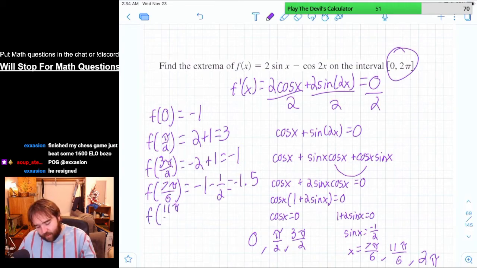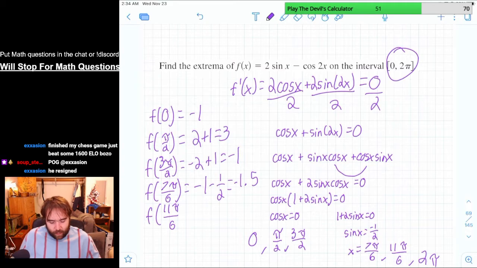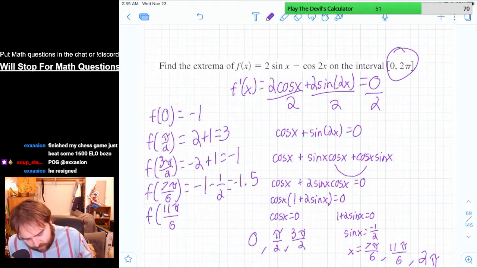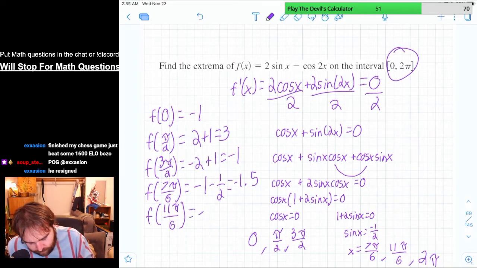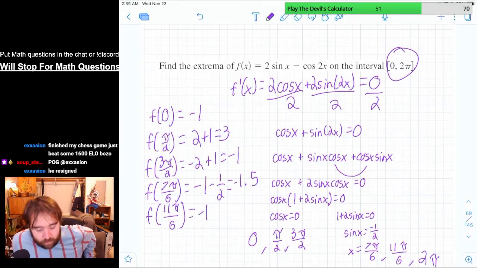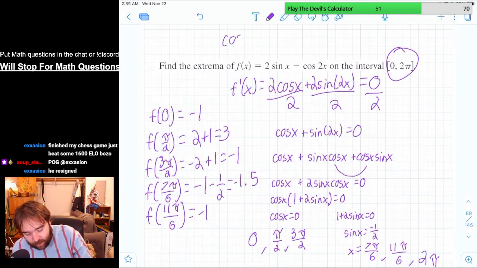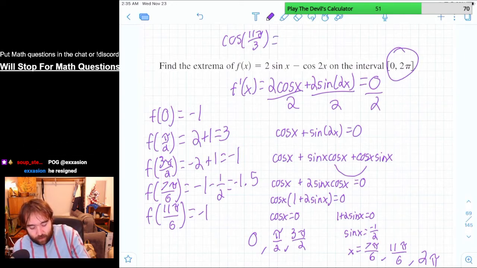F of 11 pi over 6. So what's different? That's in the same family, but it's in the third versus the fourth quadrant. Except you can't totally say that because of the cosine of 2x. But the sine of 11 pi over 6 is negative 1/2. Multiply it by 2, that's negative 1. The cosine of 11 pi over 3. So I can take away a 2 pi. That's like what I did last time. So that's the cosine of 5 pi over 3.